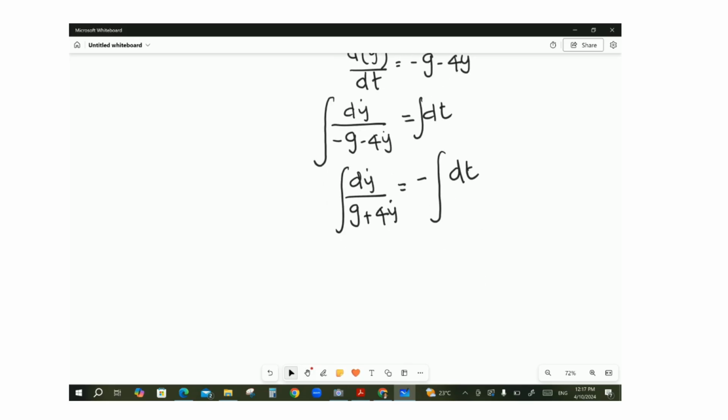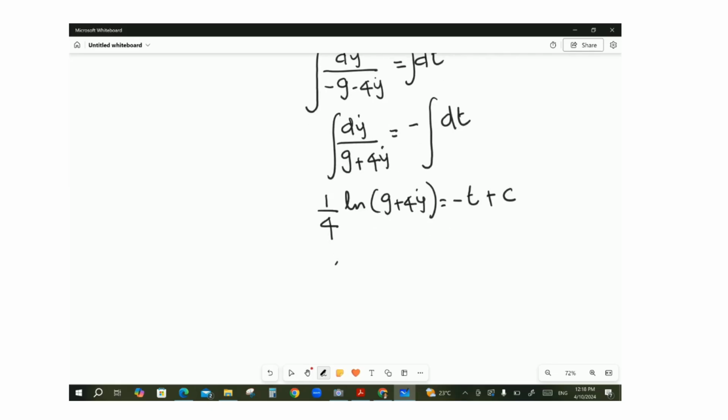Okay, so now when I integrate this, this side is equal to 1 over 4 ln(g plus 4 y dot), that is equal to minus t plus c.